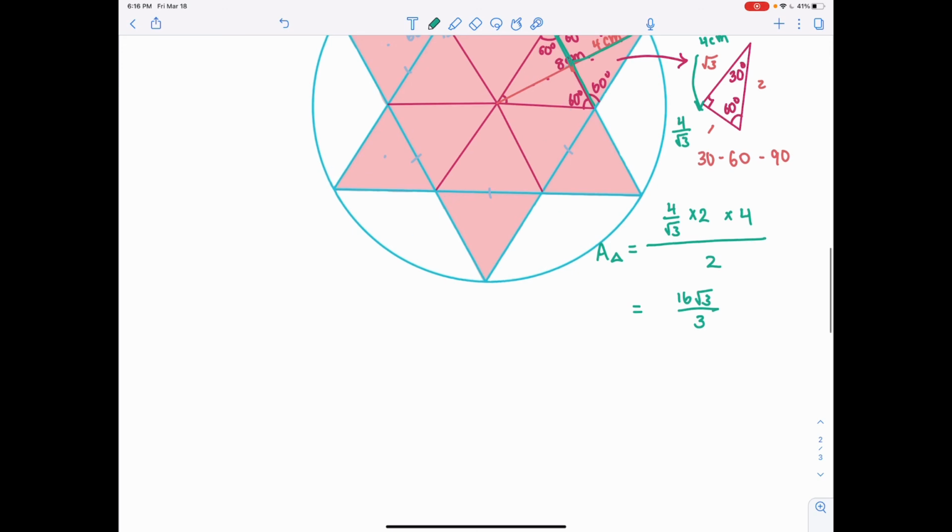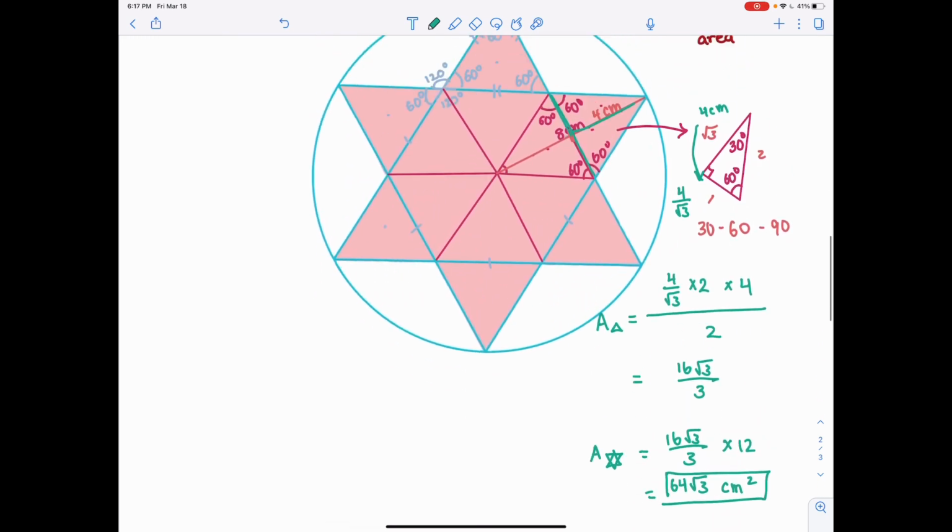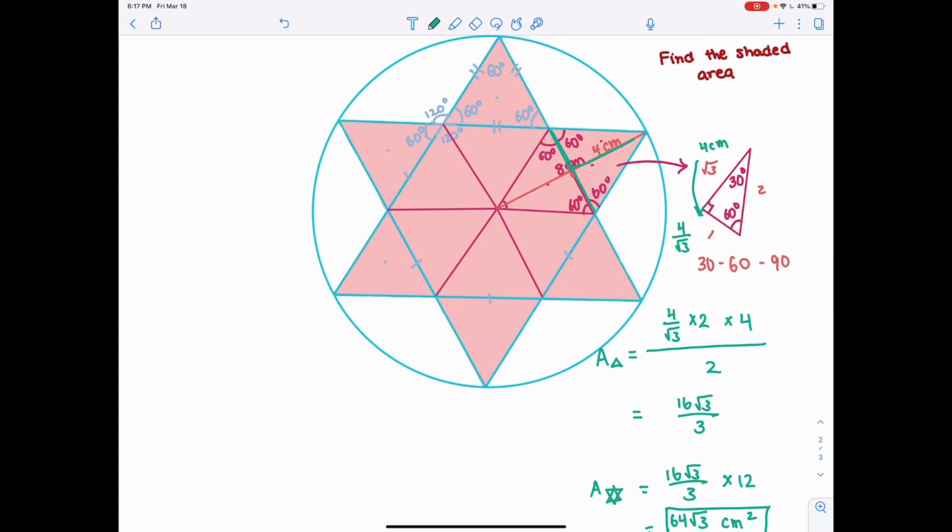And now, since we have 12 of these triangles, if we take the area of each equilateral triangle, multiply that by 12 of them, we will end up with 64 root 3 centimeters squared. And there you have it. That's our answer, 64 root 3 centimeters squared, and that's the area of the shaded region, the 6-pointed star.